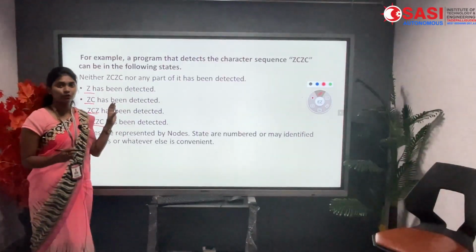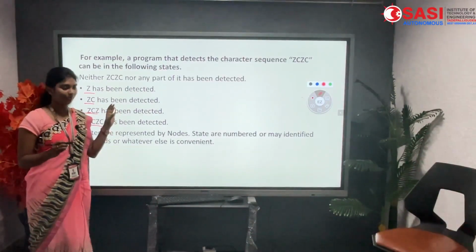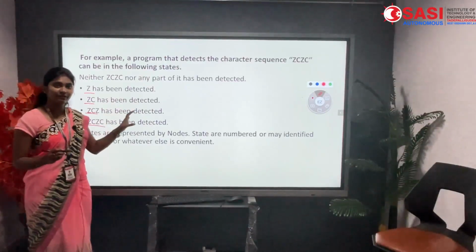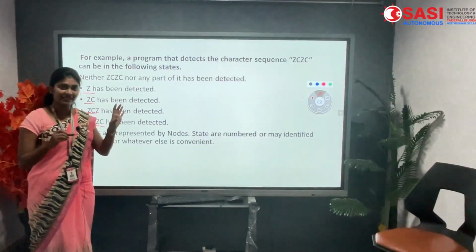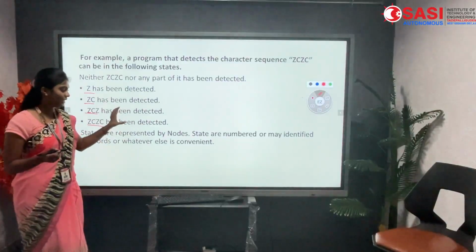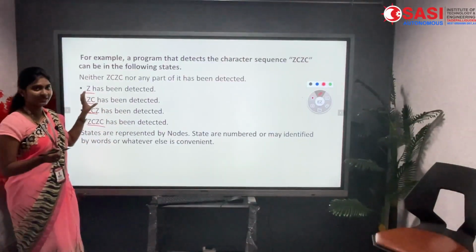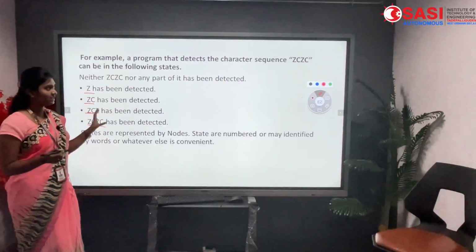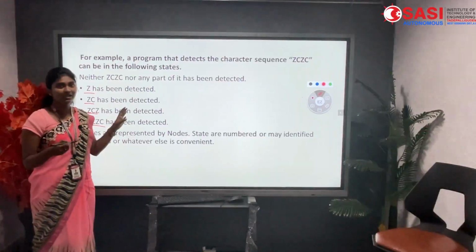Why are these nodes detecting step by step? To identify the states initially. Okay, ZC, initially detecting the states.